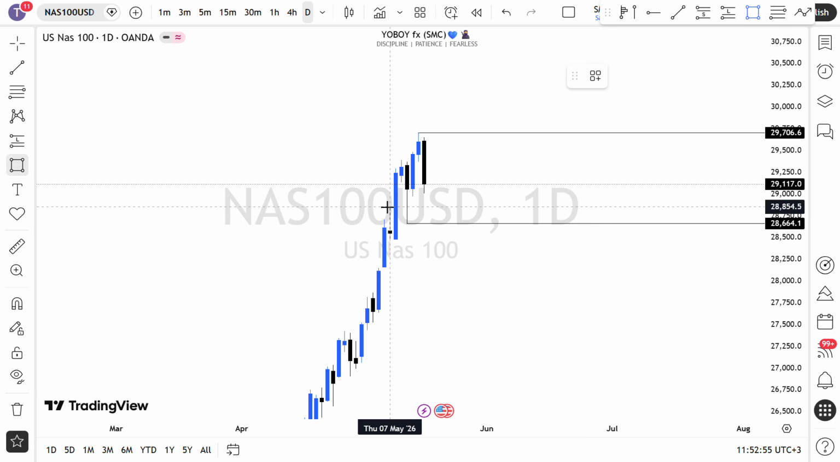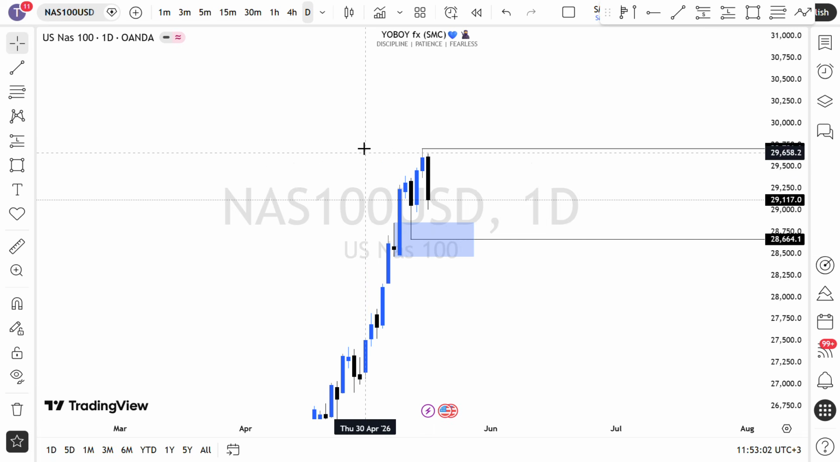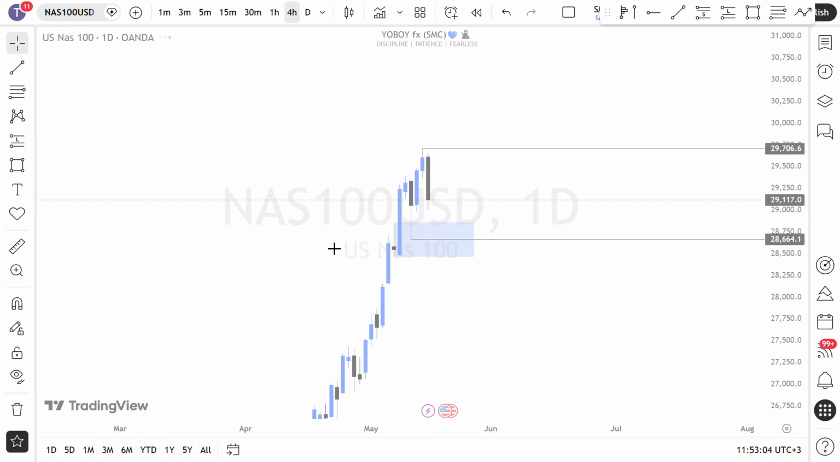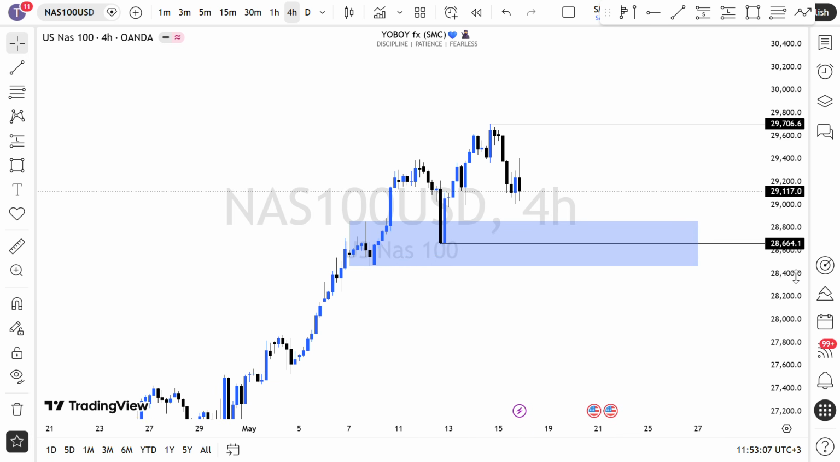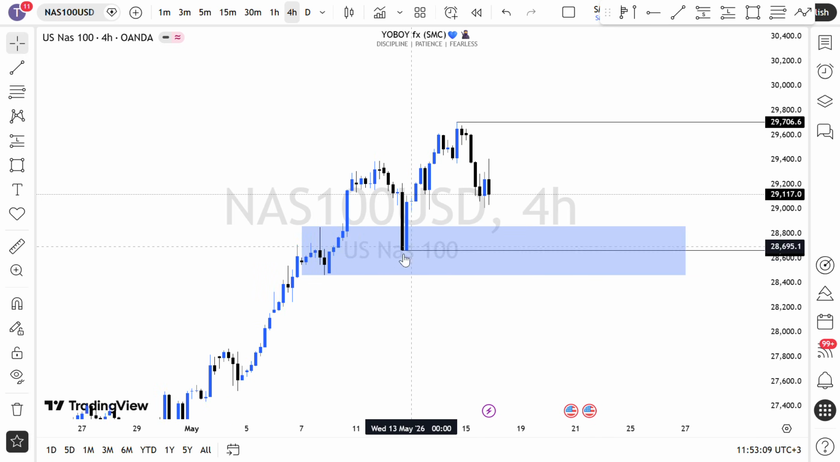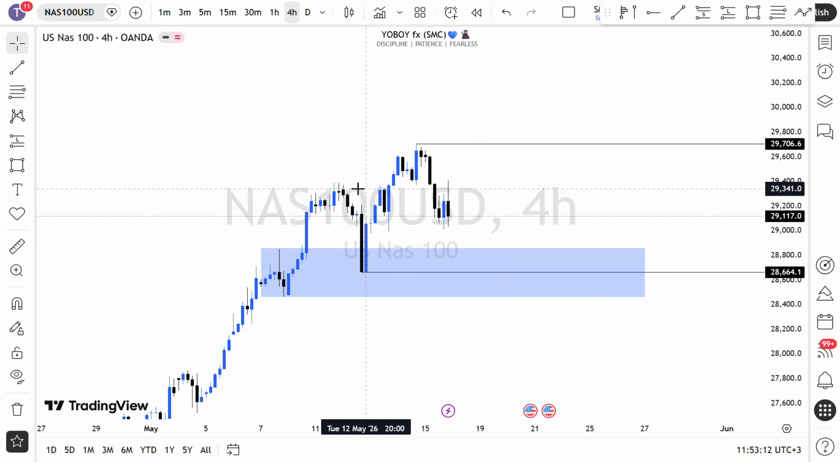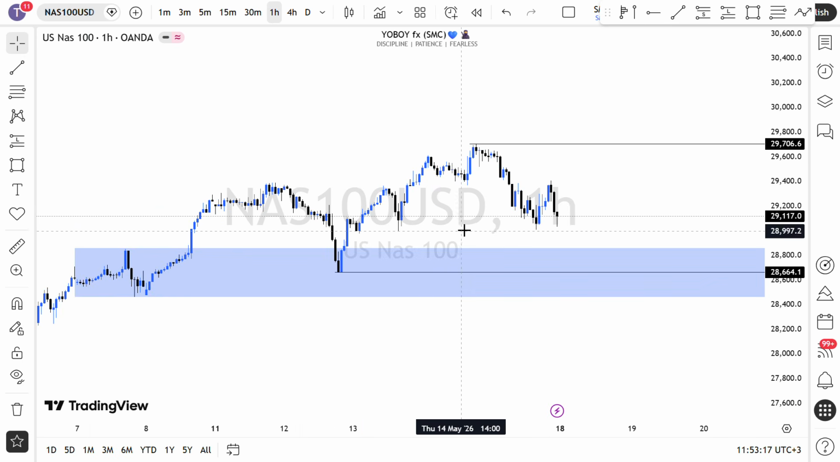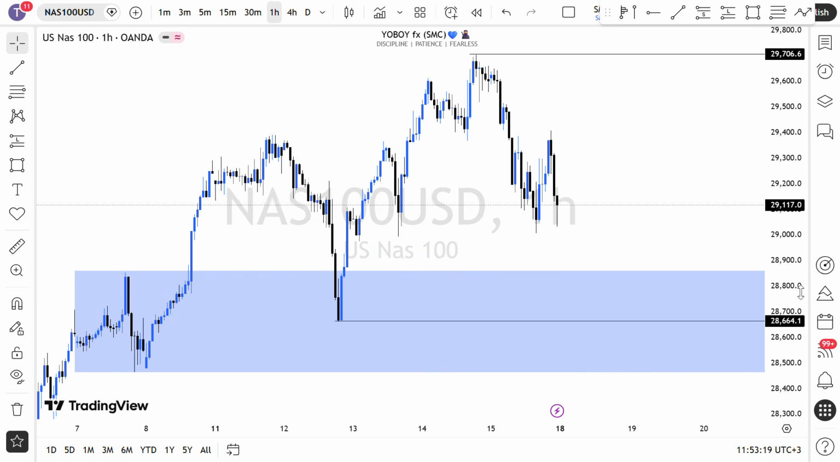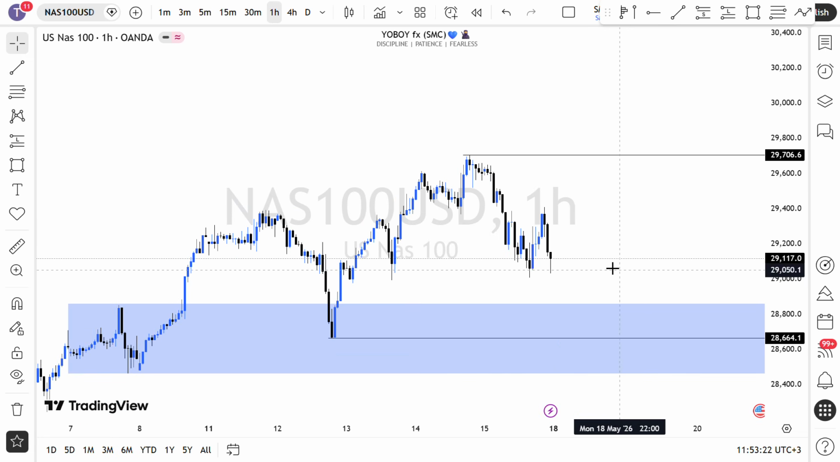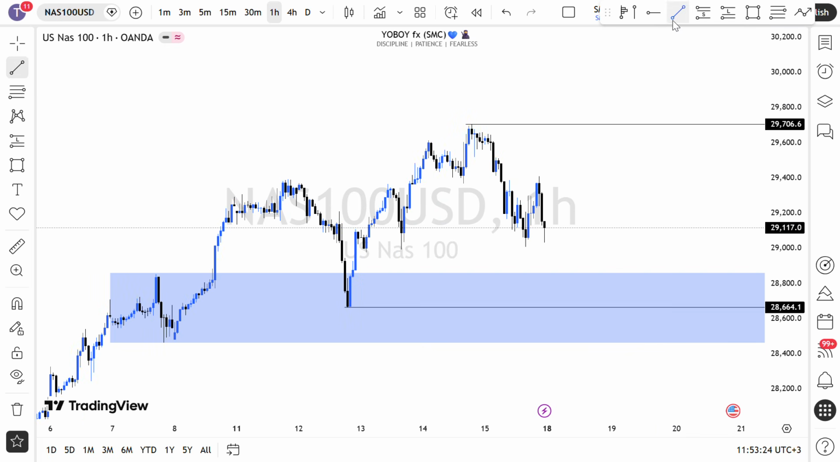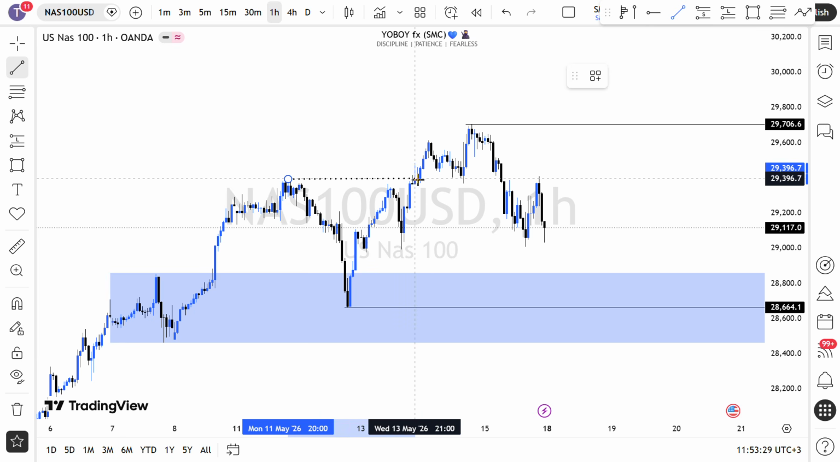So this was the order block in the daily time frame. Price came and mitigated this daily order block before moving to the upside. If I drop into the 4-hour time frame, you can see where we had that area where the price reacted from. And then we had price forming a new break of structure to the upside. So in the 4-hour time frame, we have this break of structure to the upside here.